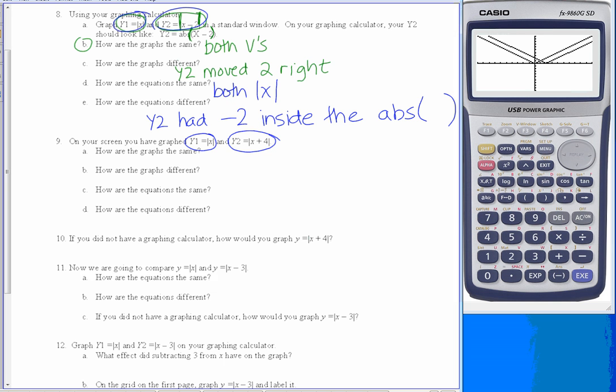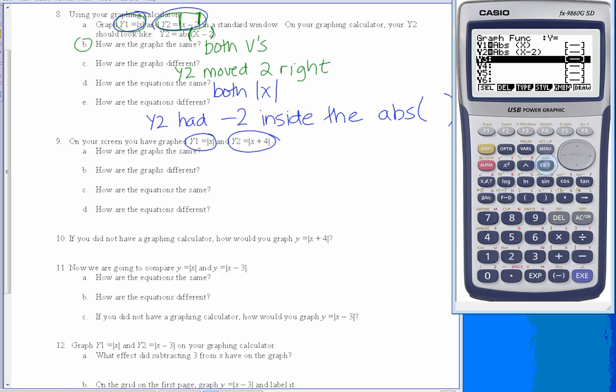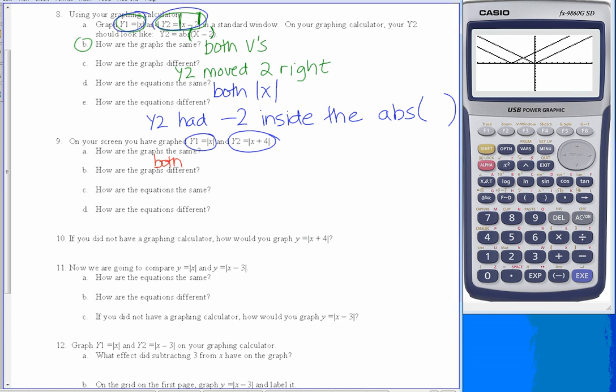So it says on your screen you've graphed the absolute value of x and the absolute value of x plus 4. Well, I haven't graphed that yet, so let me put that up here. So I'm going to change the second function here. Instead of a minus 2 on the inside, I'm going to change that to a plus 4 on the inside. And what just happened? How are the graphs the same? Again, they're both V's. How are the graphs different? Y2 moved 4 to the left this time.